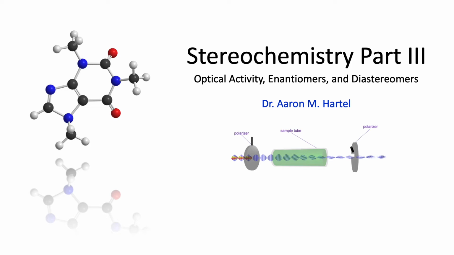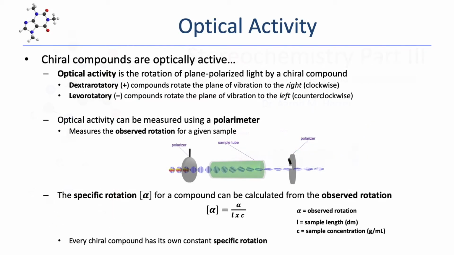In this lesson, we're going to wrap up our exploration of stereochemistry, taking a look at optical activity and the stereochemical relationships of enantiomers and diastereomers. Optical activity is the rotation of plane polarized light by a chiral compound. And only chiral compounds can do this. Achiral molecules like water do not have this optical activity.